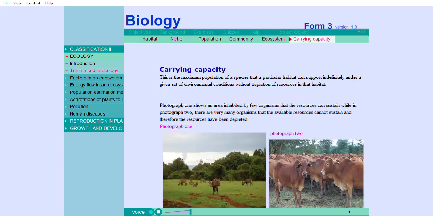Carrying capacity. This is the maximum population of a species that a particular habitat can support indefinitely under a given set of environmental conditions without depletion of resources in that habitat. Photograph 1 shows an area inhabited by few organisms that the resources can sustain, while in photograph 2, there are very many organisms that the available resources cannot sustain, and therefore the resources have been depleted.